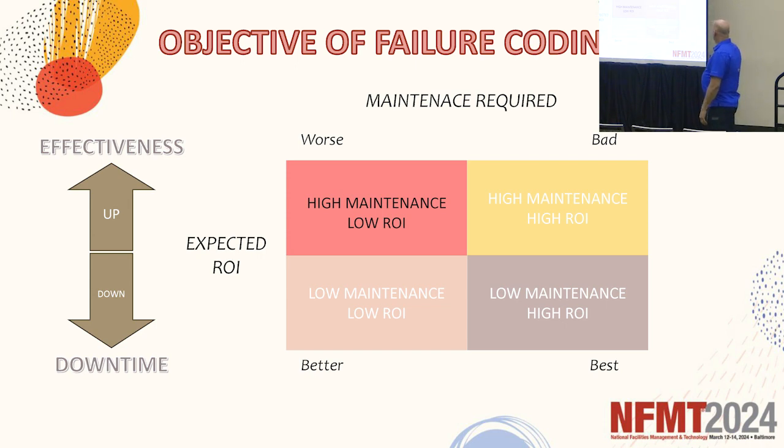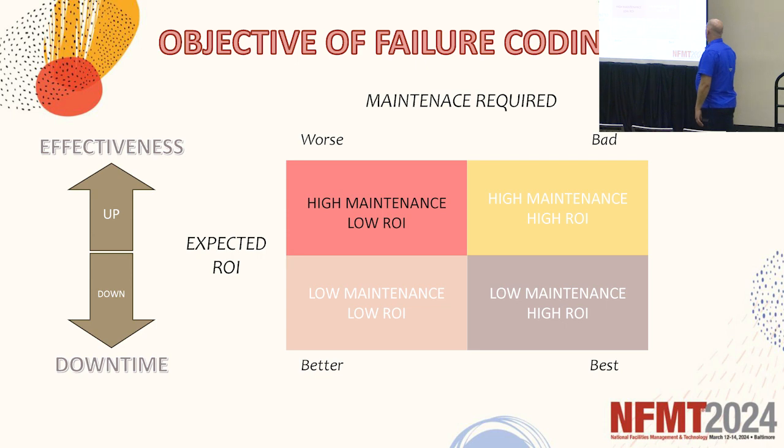So in the middle, on the bad and better side, you can see I have some high maintenance, high ROI. So I'm doing a lot of maintenance, but I'm getting some return back on my investment. Opposite that is low maintenance, low ROI. So I'm not doing a lot of maintenance, but I see my costs rising exponentially. Not getting return on there.